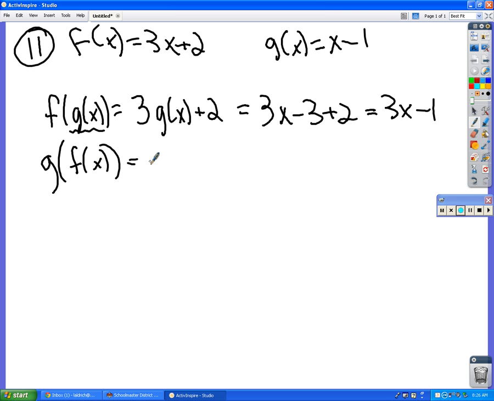Then I also need to do it the other way around. So now I'm going to take the g function, and wherever there's an x, I'm going to replace it with f of x. So I'm going to rewrite x minus 1 as f of x minus 1. F of x is 3x plus 2, minus 1. So that works out to be 3x plus 1. I was right. Okay? Do we have to simplify it?